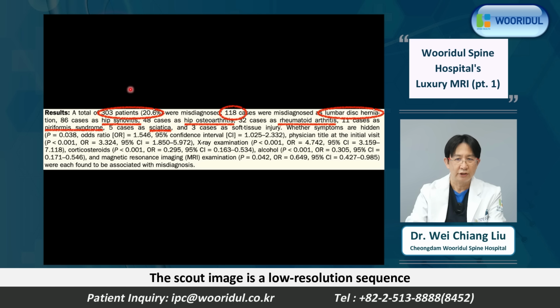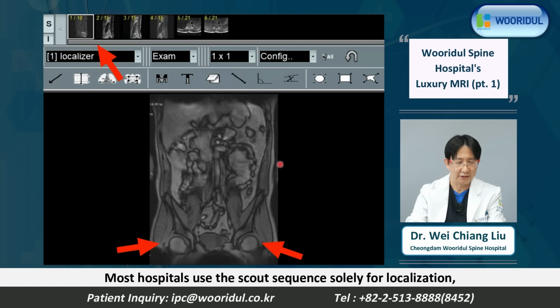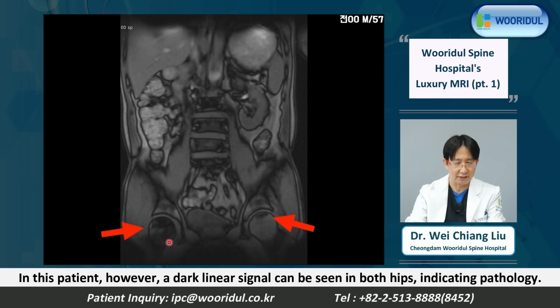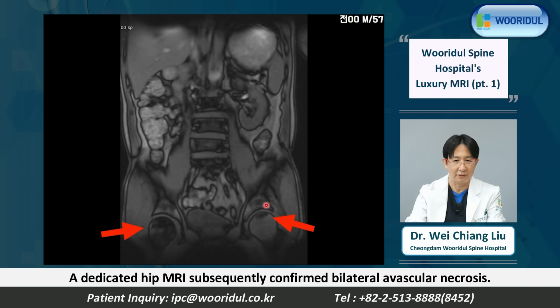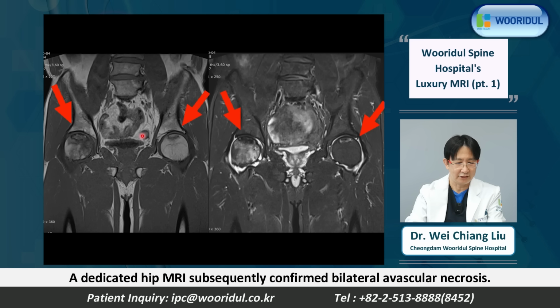The scout image is a low-resolution sequence typically used for positioning during MRI acquisition. Most hospitals use the scout sequence solely for localization, but at Wooridul Spine Hospital, we include the hip joints so that AVN can be detected during a lumbar MRI study. A normal hip appears as an empty circle in the scout view. In this patient, however, a dark linear signal can be seen in both hips, indicating pathology. A dedicated hip MRI subsequently confirmed bilateral avascular necrosis.